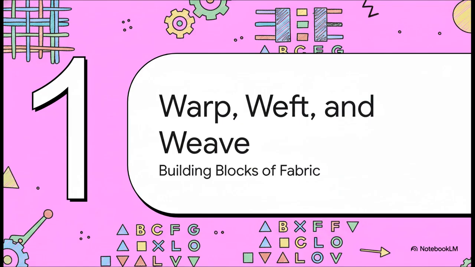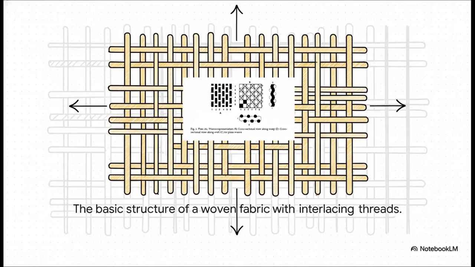To understand the code, you've got to learn the alphabet first. And for fabric, that alphabet is warp, weft, and weave. Okay, now this might look a little complicated, but at its heart, a woven fabric is incredibly simple. What you're seeing here is just two sets of threads interlacing with each other at right angles. That's it. You've got one set running up and down and another set running side to side.